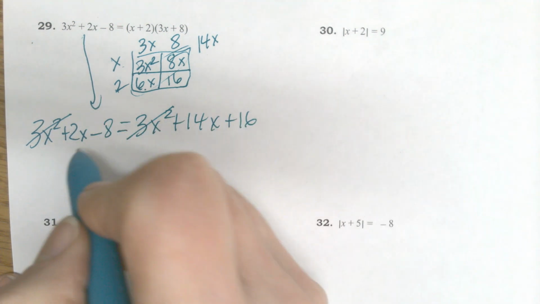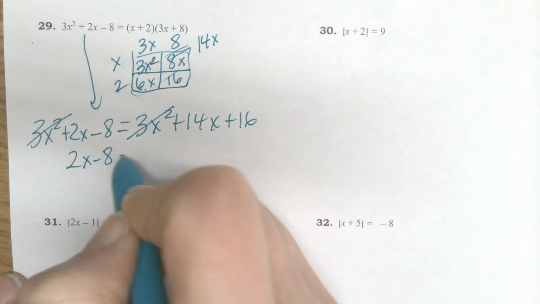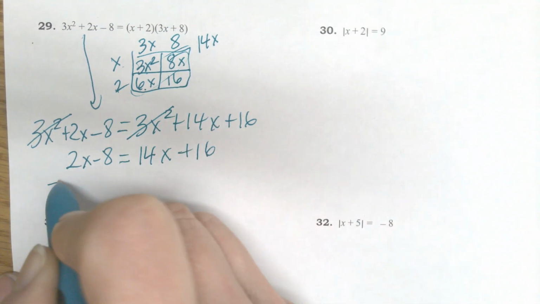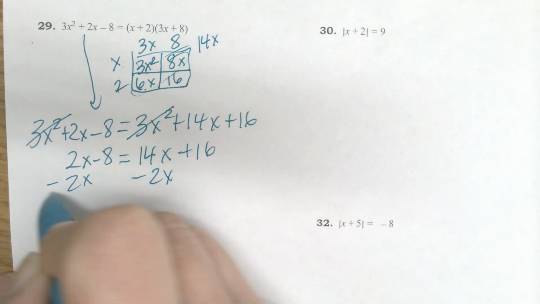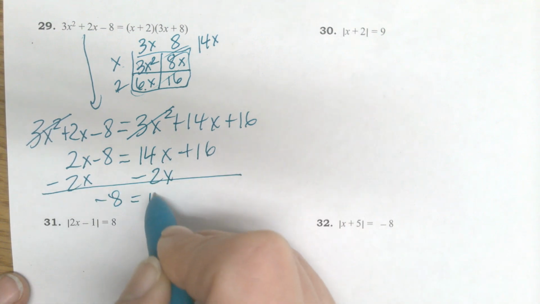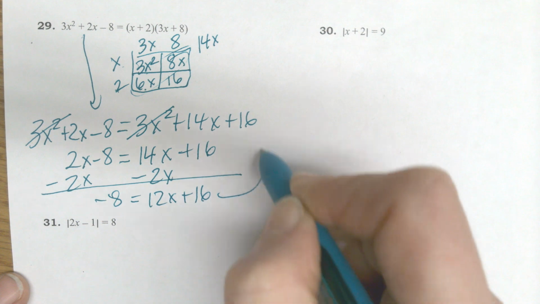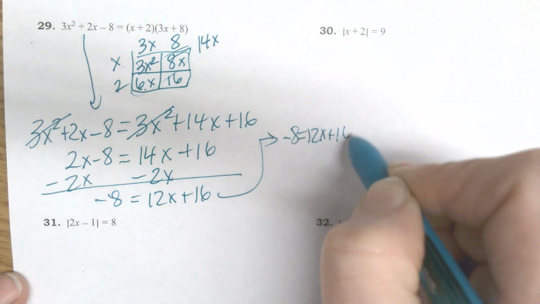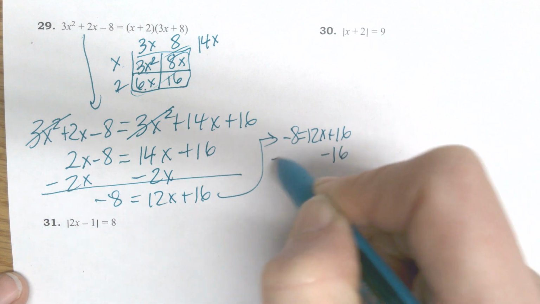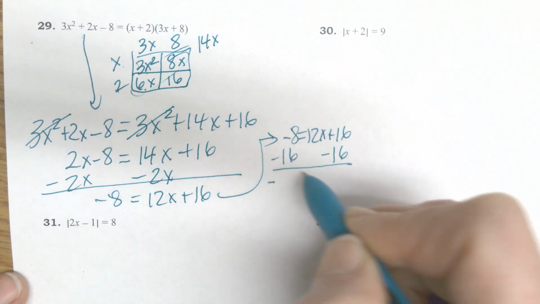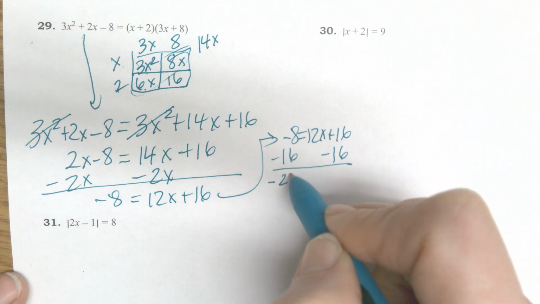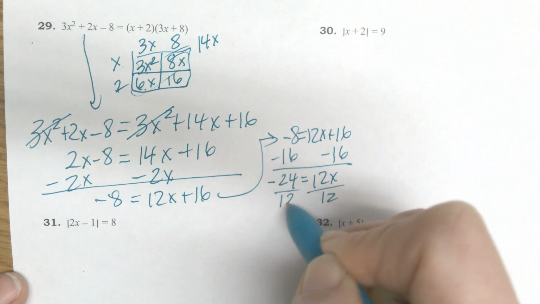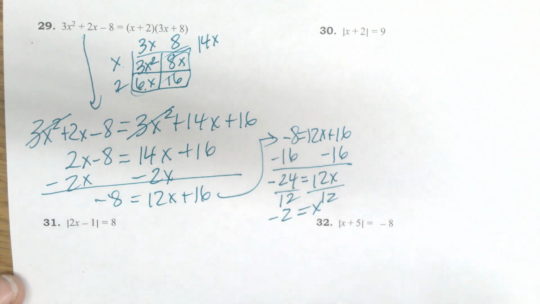So the 3x squareds can cancel out. I have the same thing on both sides, and I'm down to a more reasonable looking equation. So I'll subtract the smaller of the x terms. Negative 8 equals 12x plus 16. I ran out of room, so I'm going to bring that over. Negative 8 equals 12x plus 16. I'll subtract the 16. So negative 24 equals 12x. Divide by 12, divide by 12, and negative 2 is x for that one.